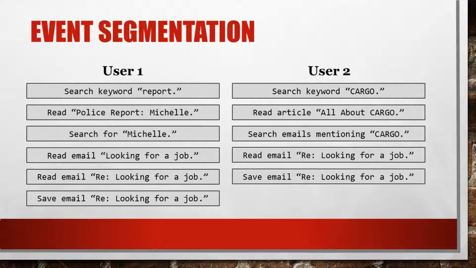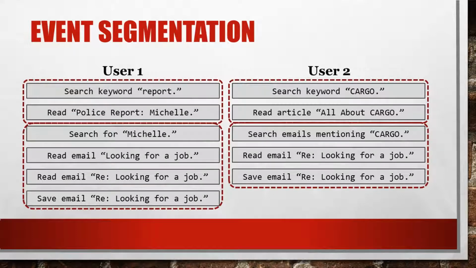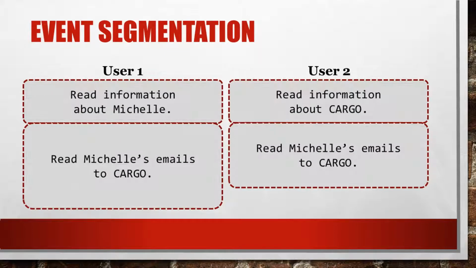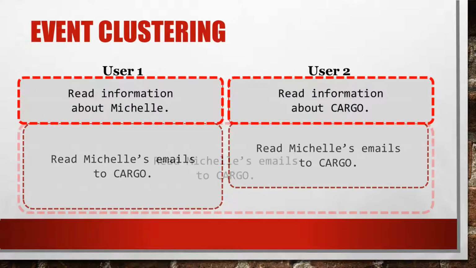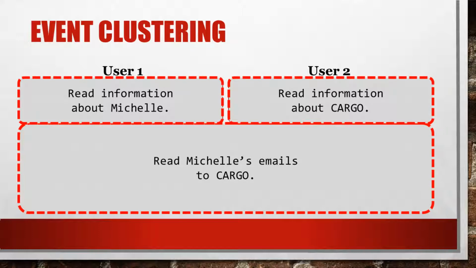Let's suppose we have the following events from two different users. The first step is to group sequential, related events into meaningful segments. We explored a few different ways to do this. In this example, we assumed that a search event always begins a new segment. After segmentation, we want to figure out when two users are effectively doing the same thing. This is challenging because when two people are reading Michelle's emails about cargo, they might not do exactly the same events in exactly the same order. We explored several solutions for recognizing when two segments were the same, including neural language models, neural event encoders, lexicographic comparisons, agglomerative clustering, and density-based clustering.